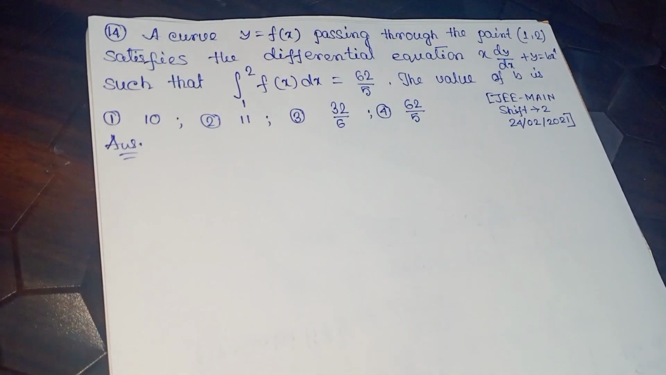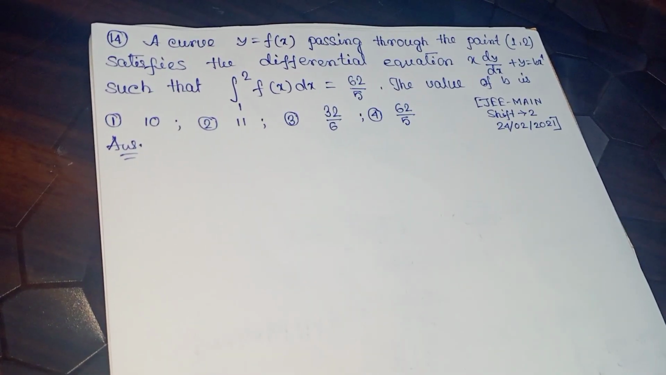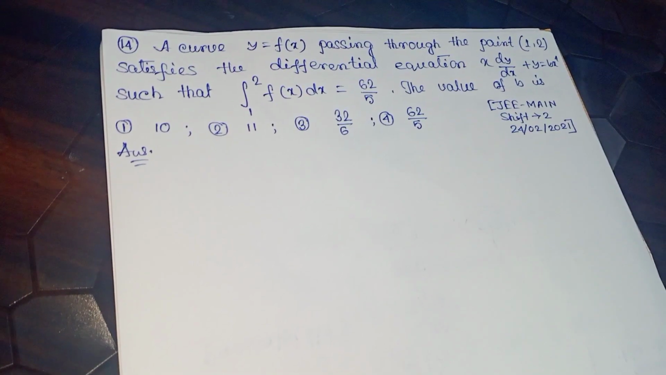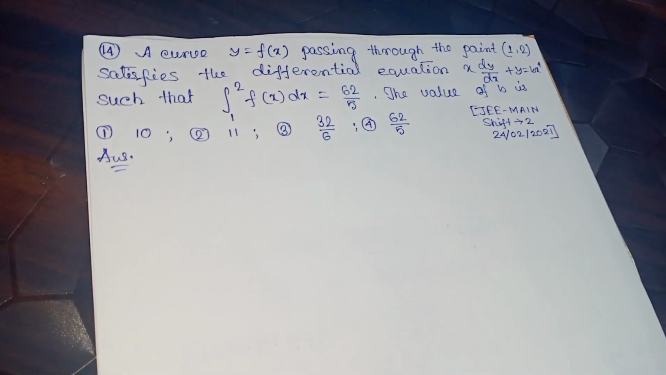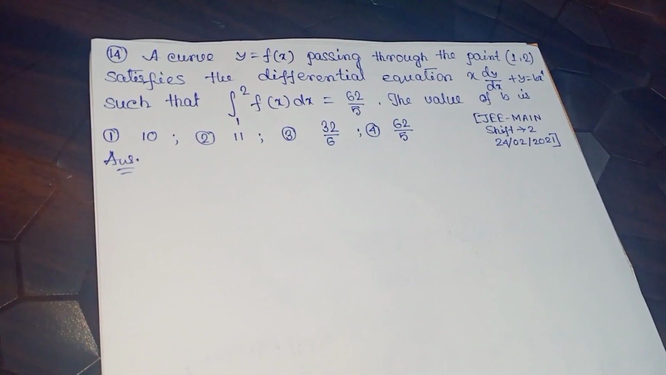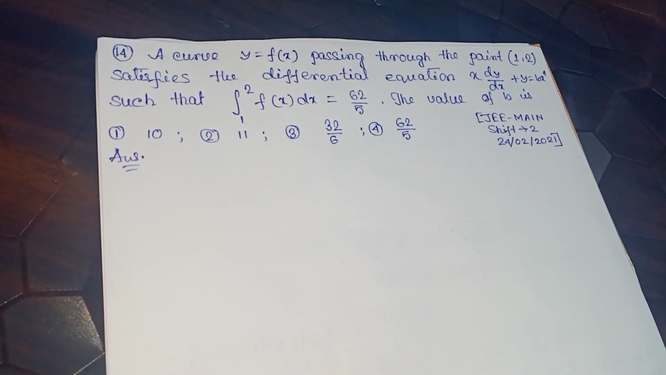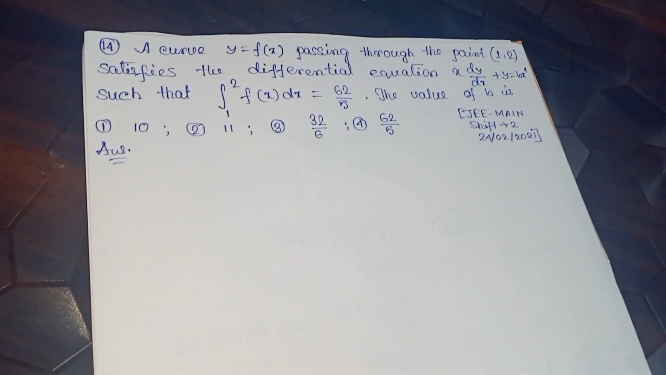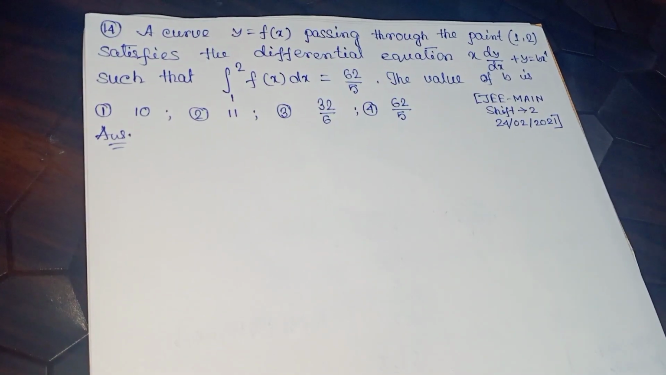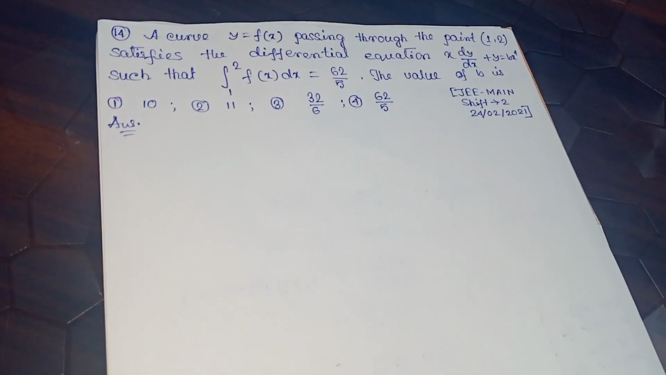Today we solve JEE Main Shift 2, 24th of February 2021 question. Question number 14. A curve y = f(x) passing through the point (1, 2) satisfies the differential equation x dy/dx + y = bx^4, such that the integral from 1 to 2 of f(x) dx is equal to 62/5. The value of b is? Four options are given. So this is the question.